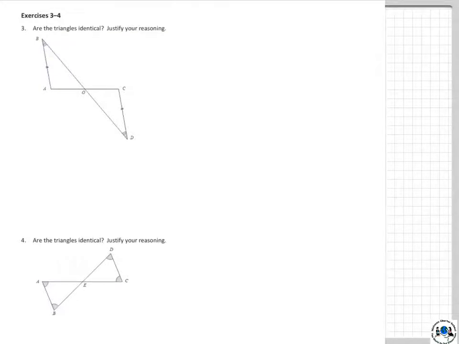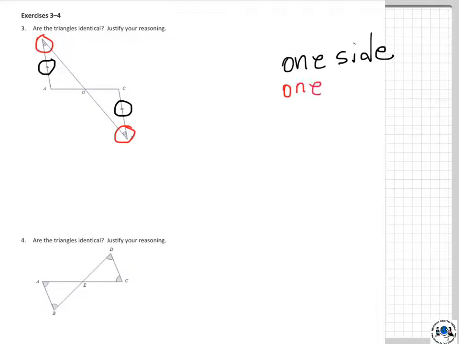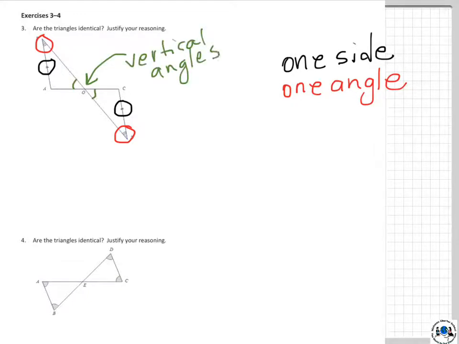Okay, so let's look at number 3 here. And in number 3, you notice we have a side, well, actually one side so far, that is equal. And then we have one angle that we are shown. But of course, if you notice, we have some vertical angles. Therefore, we have two angles. One side and two angles.